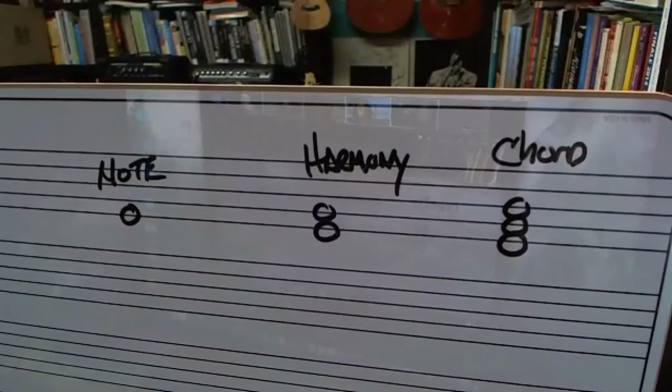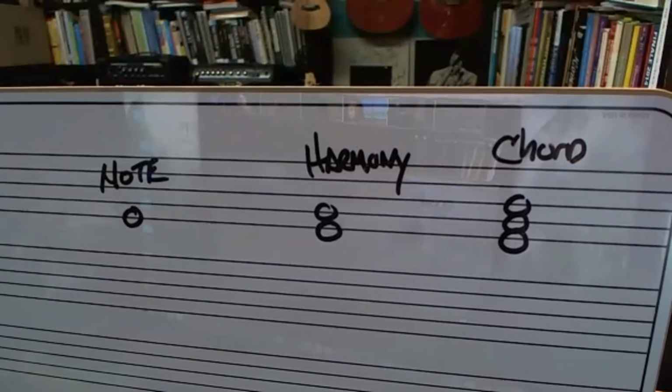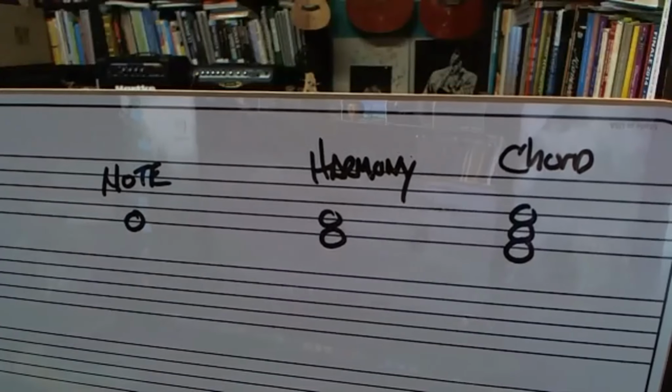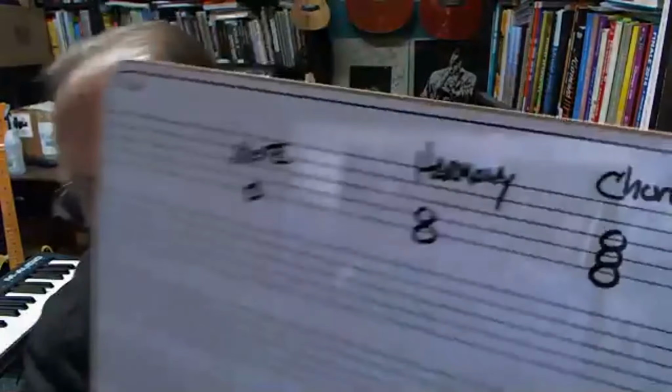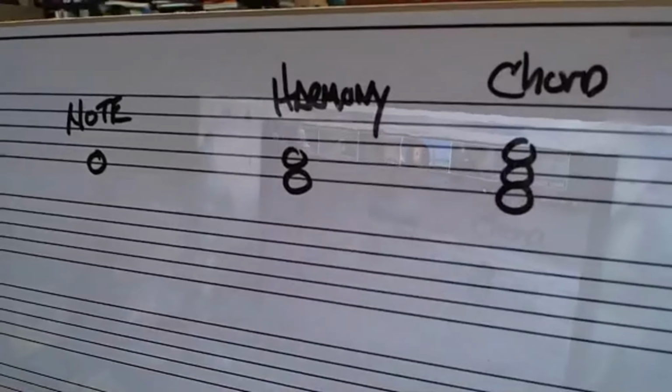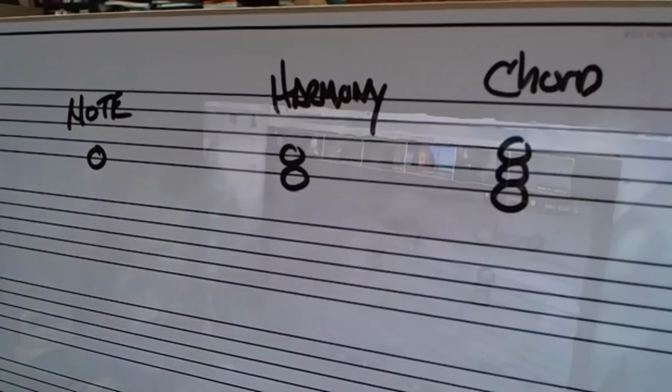So we've got a note, a harmony, and a chord, right? Like that. Note, harmony, and chord, right? They're not always on top of each other, right? Can you hold it one more time? Because when I try to take a picture, you took it away. So a note is one, a harmony is two, a chord is three.